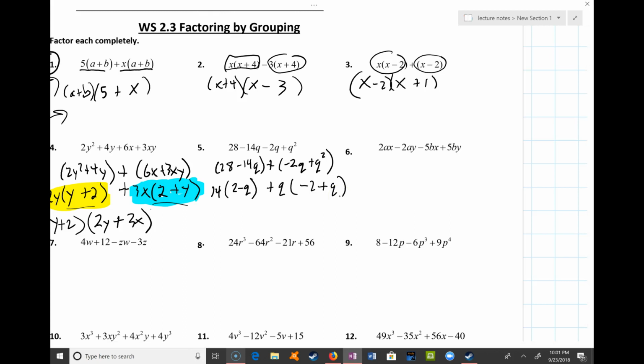So with that in mind, since I'm trying to factor that out, I could rewrite this as 14 times 2 minus q, and write this as negative q times 2 minus q. So you can see I'm factoring a negative 1 out of there. So I'm dividing this negative 2 by negative 1 and dividing the q by negative 1 and then putting it out front here. So now we have the same exact binomial. So I'm going to go ahead and factor out 2 minus q, and it leaves me with 14 minus q.